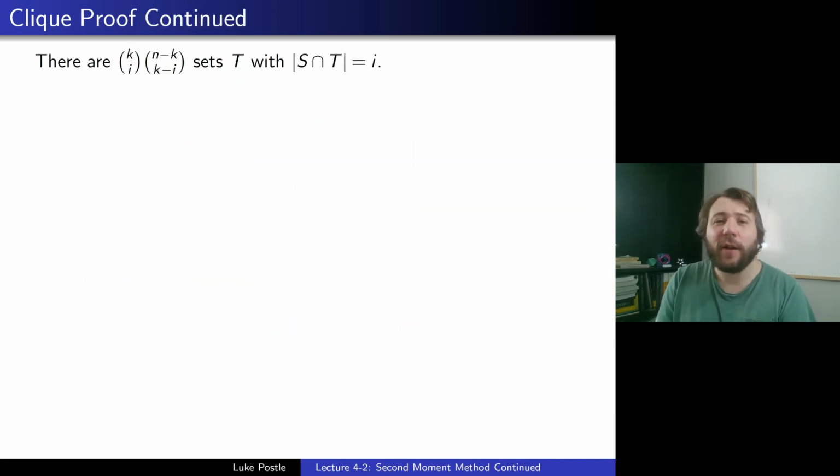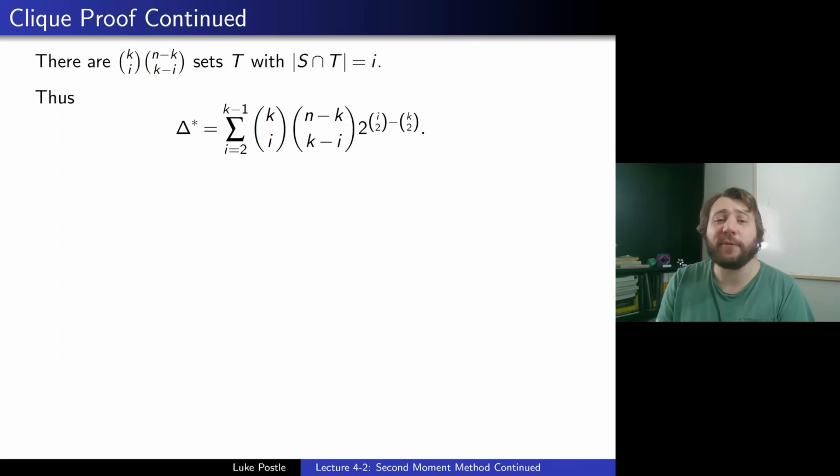And now we can continue on with calculating delta star. We'll note that there are (k choose I) times (n minus k choose k minus I) sets T that intersect S in I vertices. Why? Because for the k vertices of S, you can choose I of them to be the intersection with T, and then for the remaining n minus k vertices, you have to choose k minus I of them to be the rest of T. Thus, we can conclude that delta star is the sum from I equals 2 to k minus 1 of this number, k choose I times n minus k choose k minus I, times that conditional probability, which is 2 to the (I choose 2 minus k choose 2).